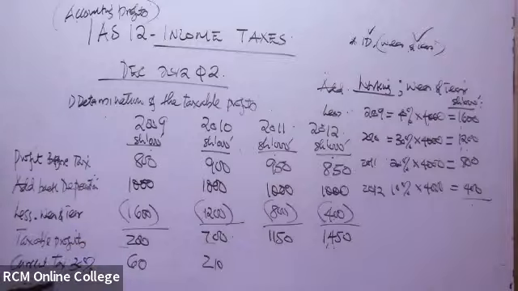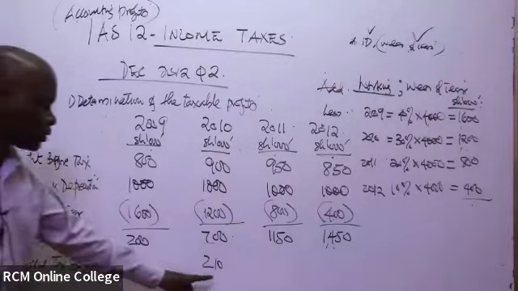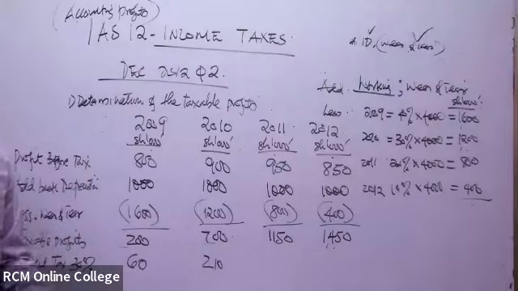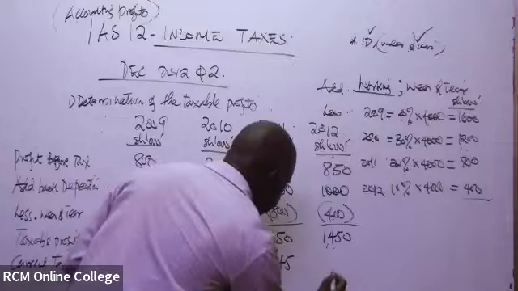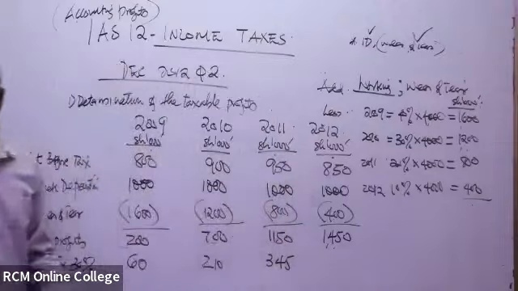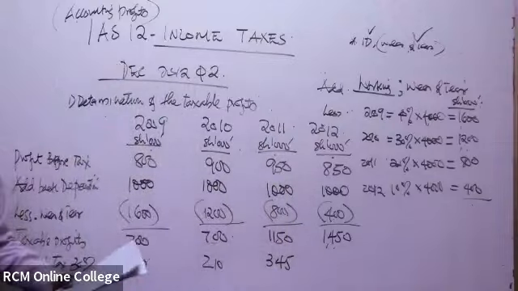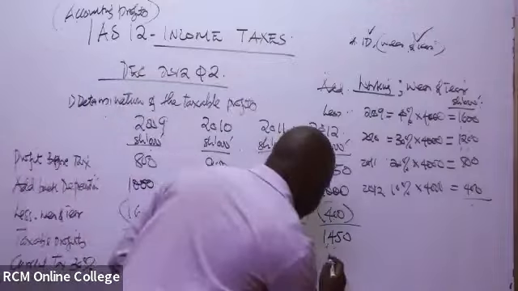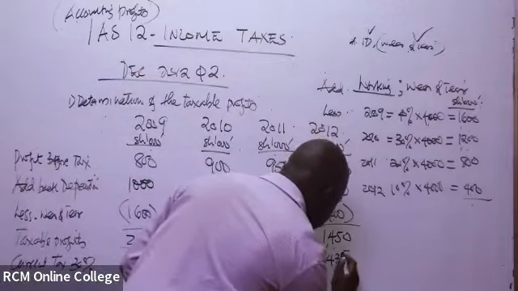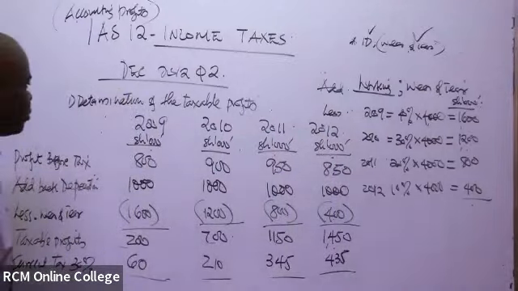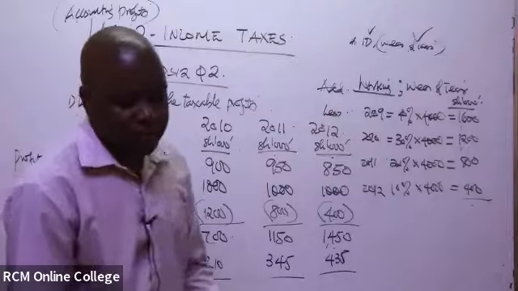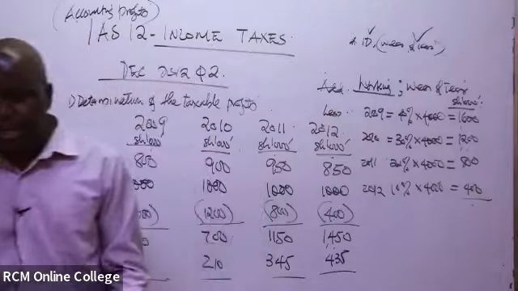So in this case, the current tax for this one is 60, this one is 210, this one is 345, and the last one is 435. So we've already been able to finish up with the first part. The first part is actually done and dusted.